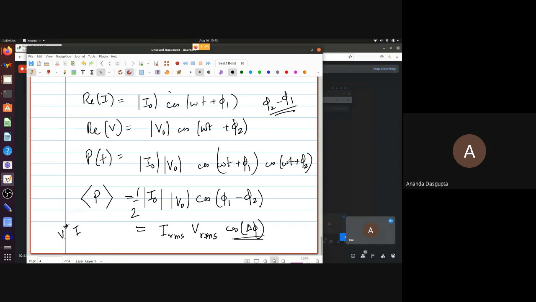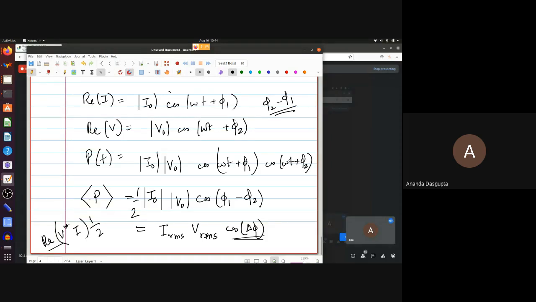the complex conjugate of V, which will give it e to the minus I phi 2, and e to the minus I omega t, multiplied by I, that would just cancel out the omega t term, and then you can take the real part of that. That actually gives you this result. Okay? Actually, half of that, because that actually would give you mod I0 mod V0 into cos delta phi. So half of this result.